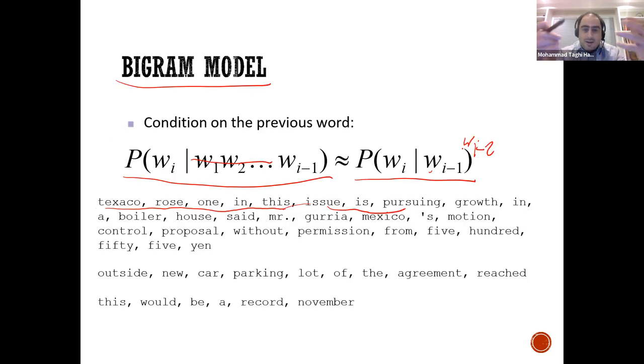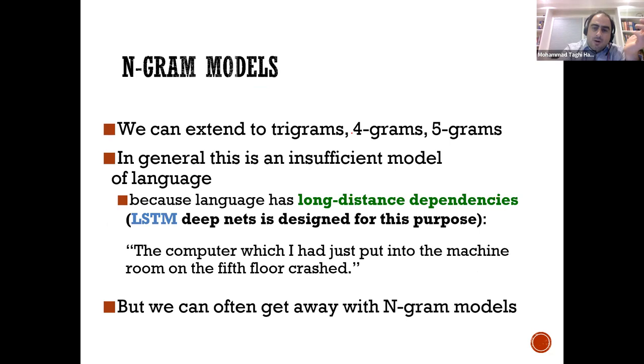The result becomes a bit better. One application of this kind of language model is that you can generate some sentences out of these languages if you have the model, if you know these probabilities. If you consider 4-grams, 5-grams, it becomes better. But the issue is that, in general, for languages, 4-grams and 5-grams are not enough.